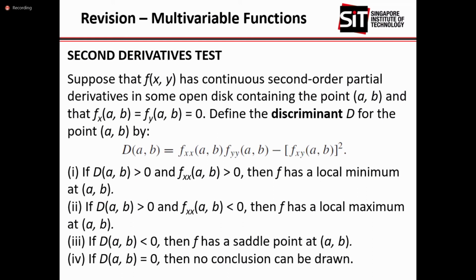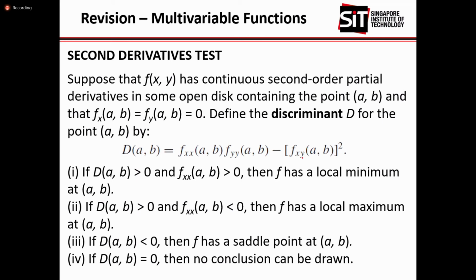So to determine the type of critical point, we need to perform what is known as the second derivatives test. The second derivatives test is based on determining the discriminant for a critical point. The discriminant is defined here as the product of the second order partial derivatives minus the square of the mixed second order partial derivative.